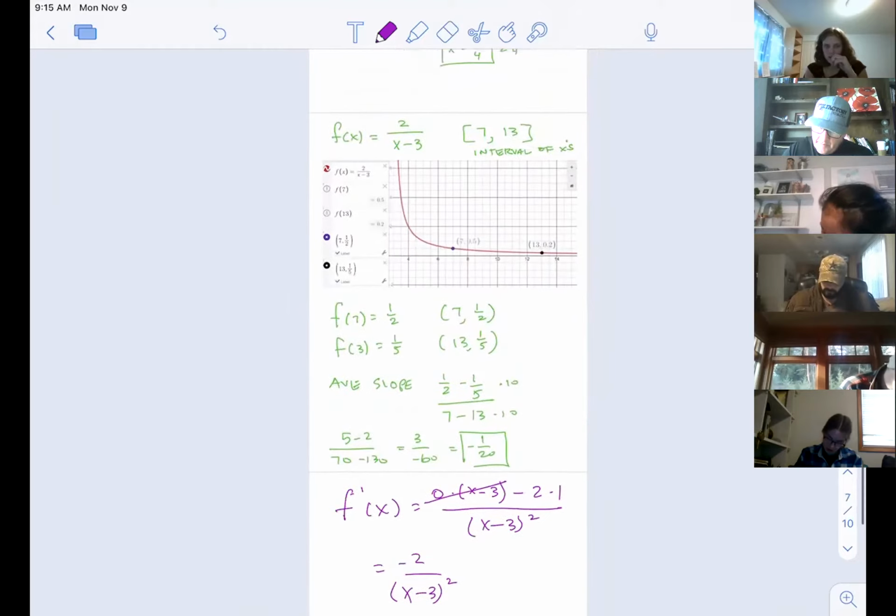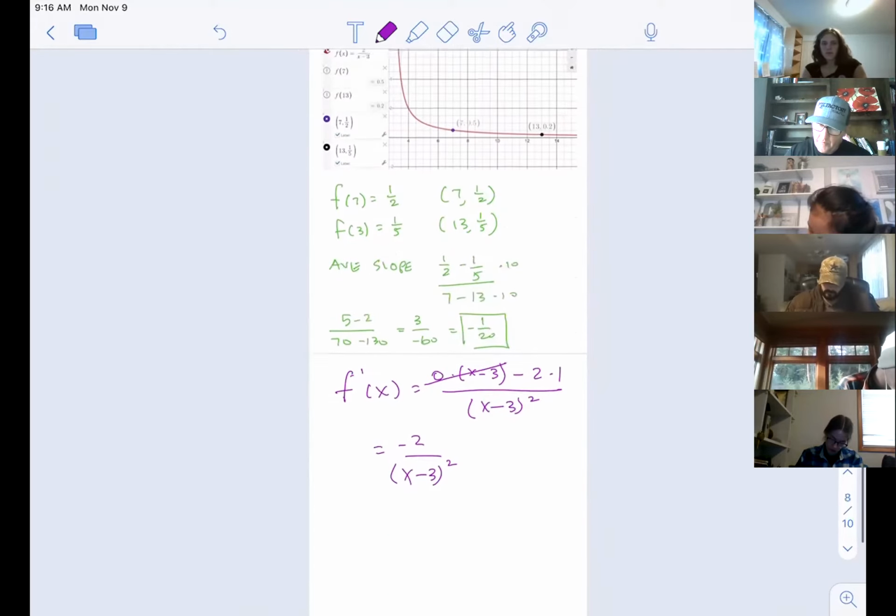What else could I have done? I'm not going to write this down, but I could have changed it to 2 times the expression x minus 3 to the -1 power. I could have moved it to the top and made it -1 power. That would have been good. Then I could have just done the power rule and the chain rule. That would have worked too.